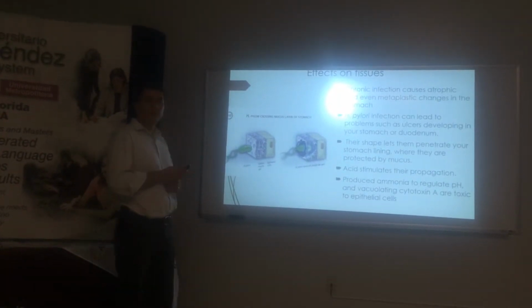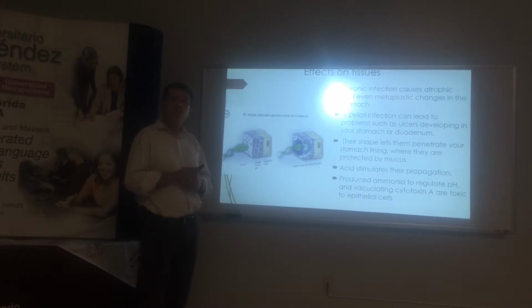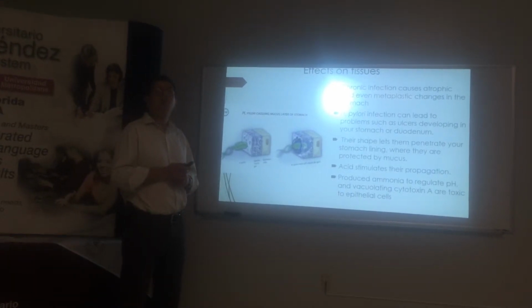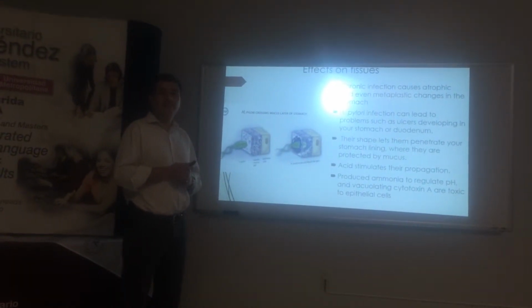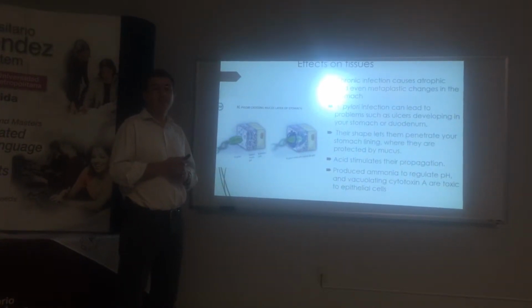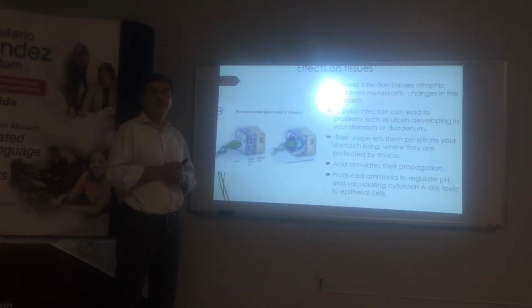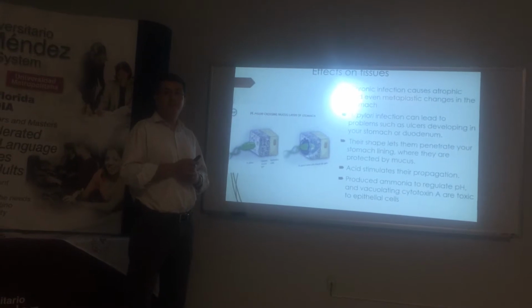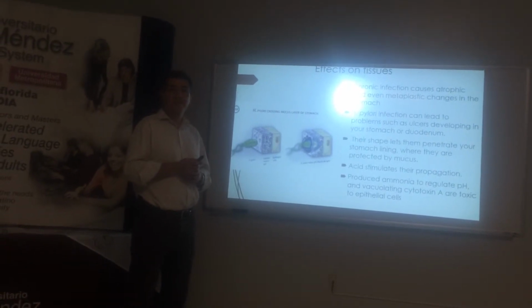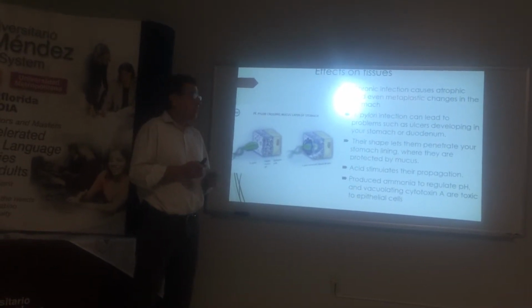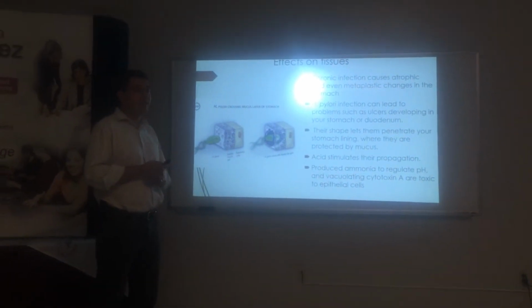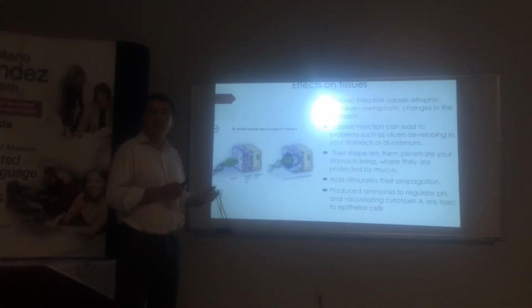So it's very interesting that they control the pH in their immediate environment by producing alkaline substances, which interact with the acid of our stomach, and that the acid of our stomach makes them reproduce more. It's hydrochloric acid, and it's incredible that they can live inside the stomach.